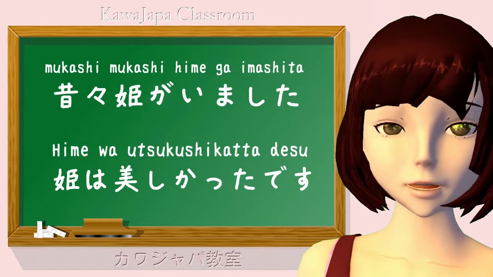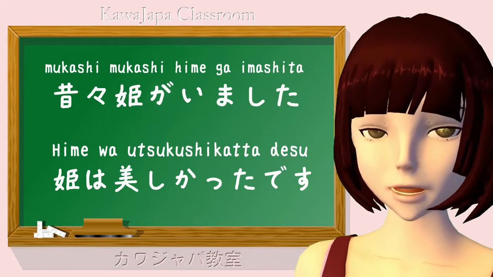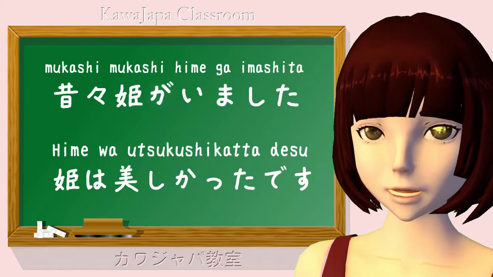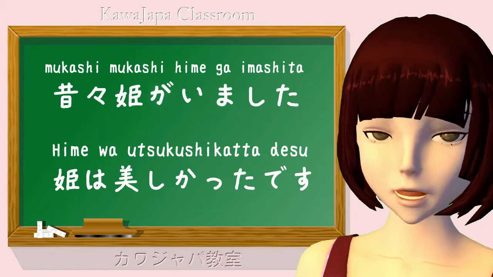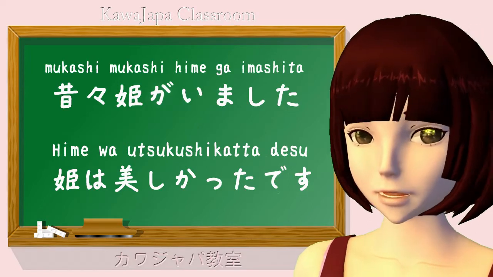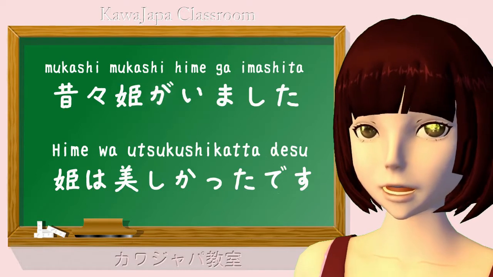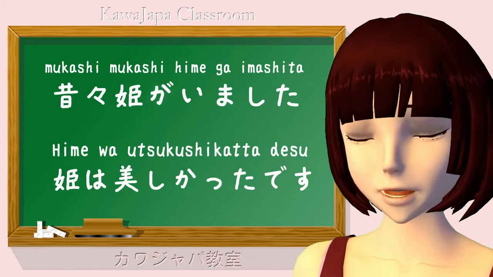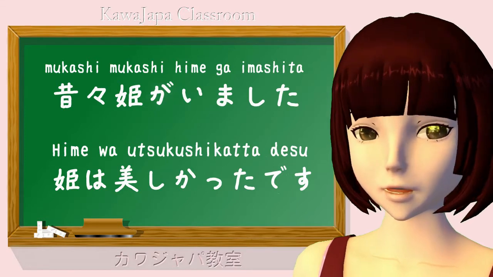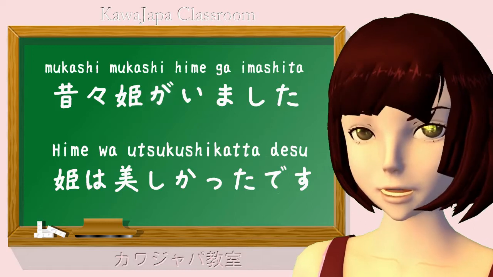Now we can also note that in the first sentence the thing of interest, the important thing, is simply the princess. The fact that she existed is not amazing information. After all, if she didn't exist, what could she do? The important information is the princess. So the emphasis is thrown back by ga onto the noun that it marks. The princess. Once upon a time, a princess existed.